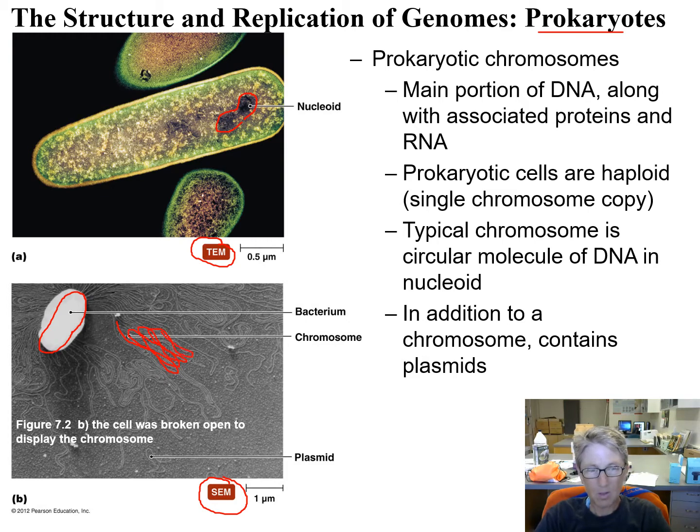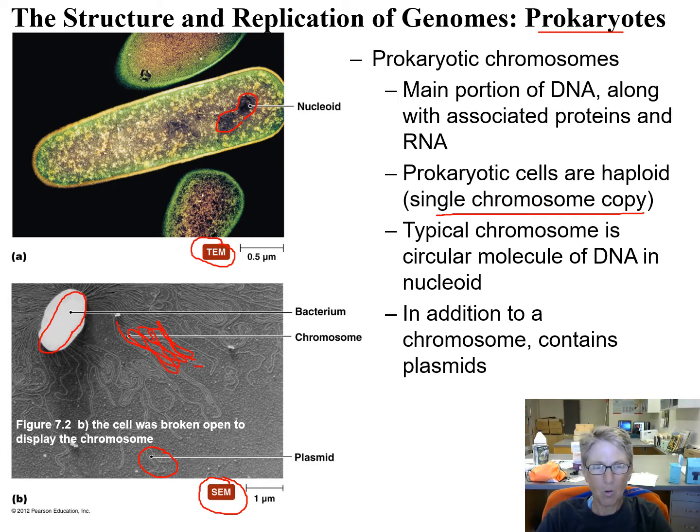This is a single chromosome that's circular, and also what leaked out of the bacterial cell was this thing called a plasmid. So the prokaryotic chromosome, which is this big thing that's spread all over the place, is the main portion of DNA, and then there are also proteins associated with the chromosome. There's RNA associated with the chromosome. And you have a single chromosome copy, so you just have one single circular chromosome in bacteria, but it's double-stranded.